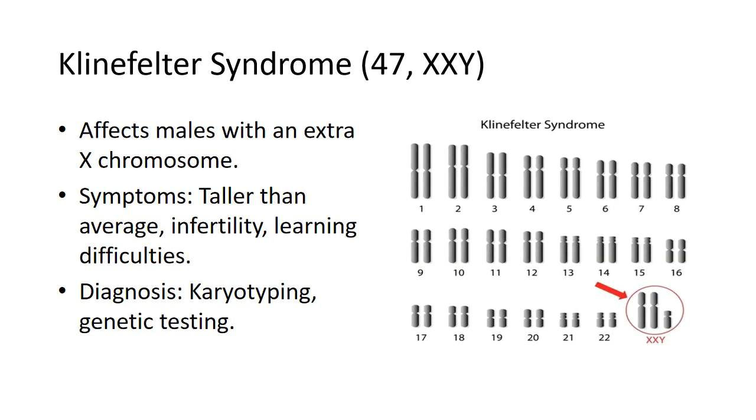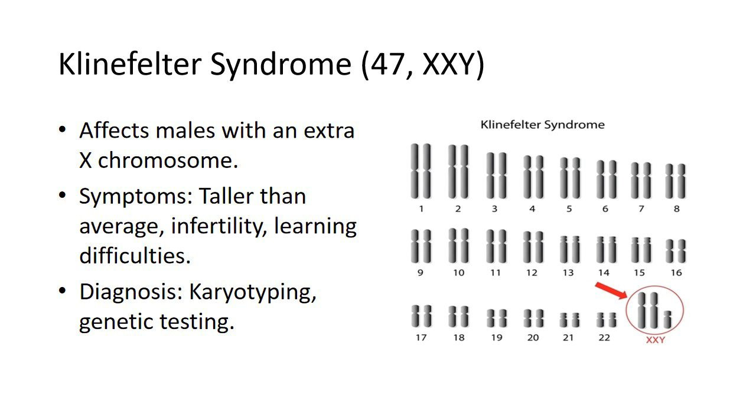3. Klinefelter syndrome, 47,XXY. Cause: Klinefelter syndrome is a genetic condition in males who have an extra X chromosome, 47,XXY. This leads to a total of 47 chromosomes, including 2 X chromosomes and 1 Y chromosome. Symptoms: physical features: taller than average stature, reduced muscle tone, and less facial and body hair.